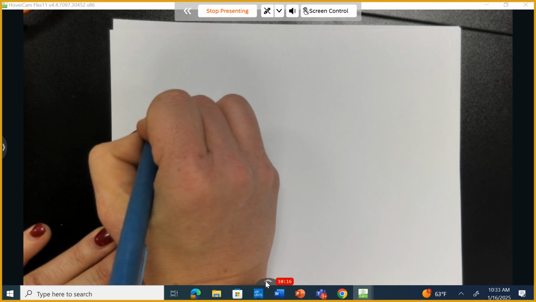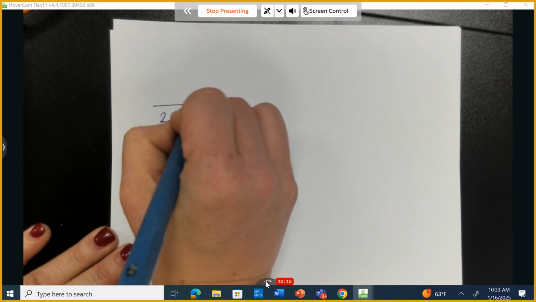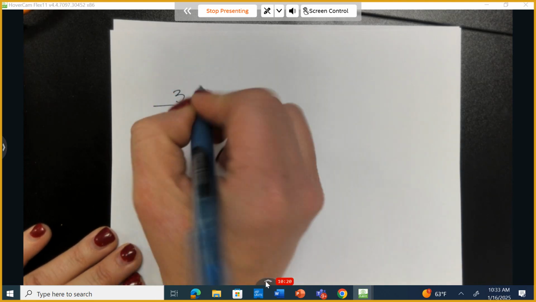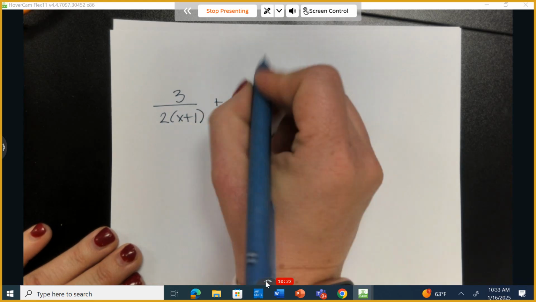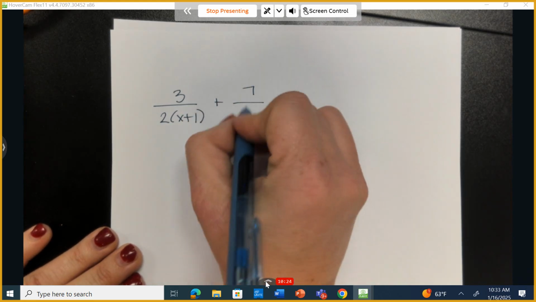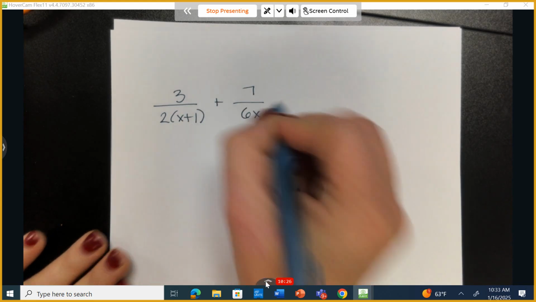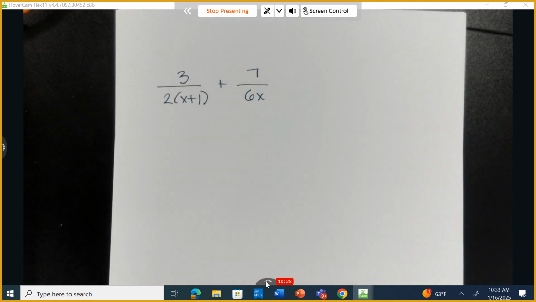We're going to go with 2x plus 1 on top is a 3, plus 7 over 6x. After you write this down, please listen. I know you're listening. Please put your pencil or pen down. Once you put it down, there's multiple ways you can do this. What would you do first? You have 10 seconds. Don't do it on paper. Only talk. What would you do first? Talk as we go.